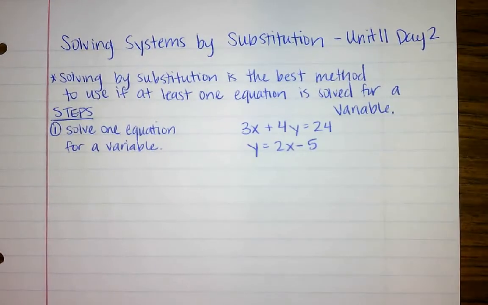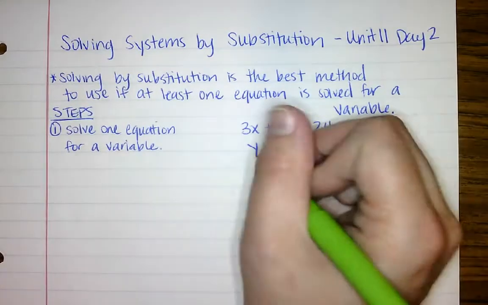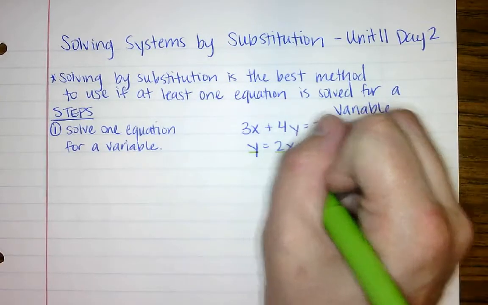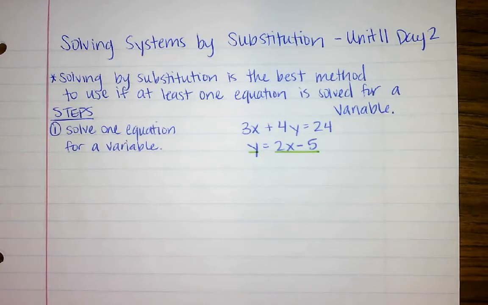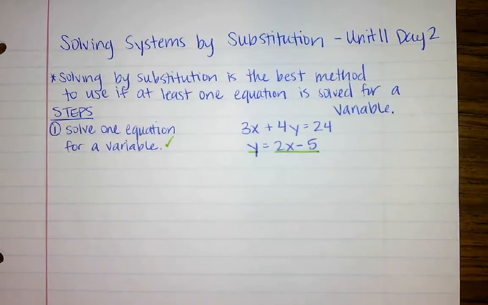Substitution really works best when one of your equations is already solved, so you don't actually have to do the first step. What you will notice is this second equation, y equals 2x minus 5, is already solved for y. Do y'all feel good about that? So that is our first step. We are done.